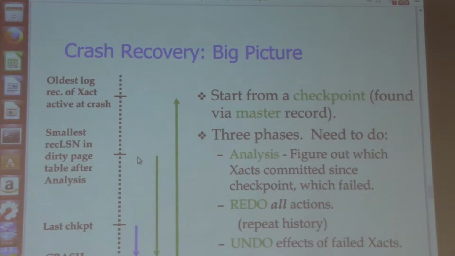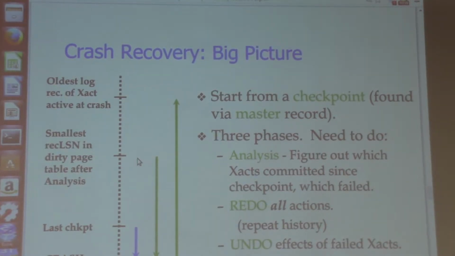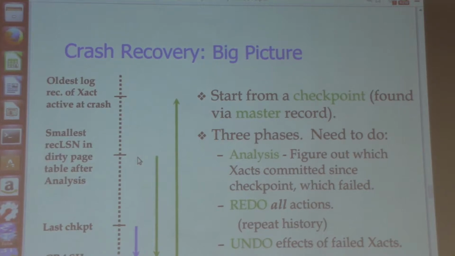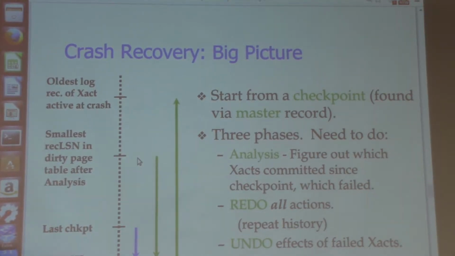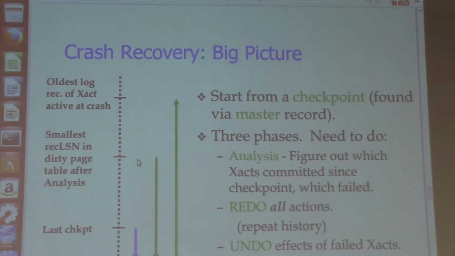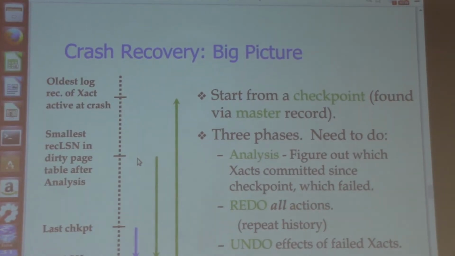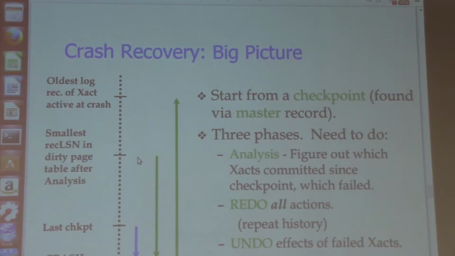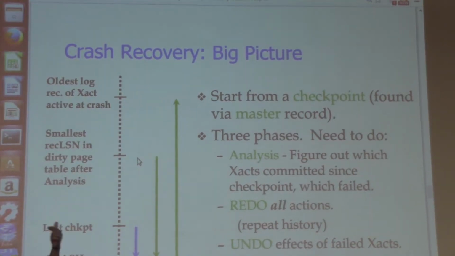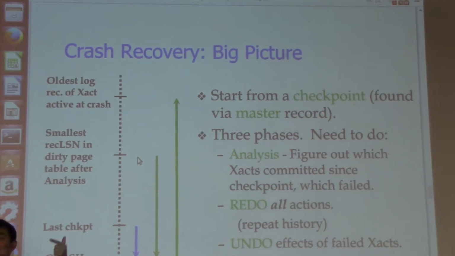Remember, these guys are lost, whatever. This is this, but that's gone. But at least I have flush LSN. My checkpoint might be here. So the idea is I can use these guys to what? To forward the state of TT and DPT as much as I can, so that I can be more efficient in redo and undo. Okay, that's what the analysis phase is doing.